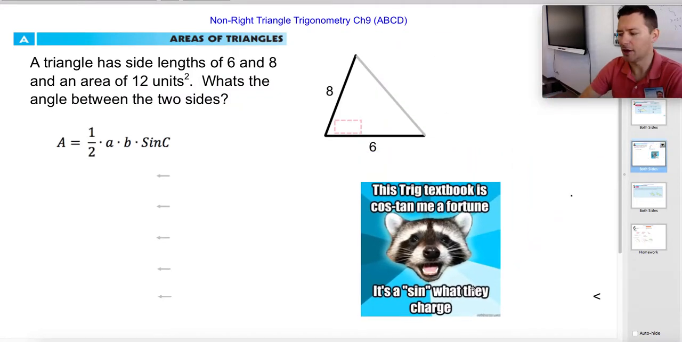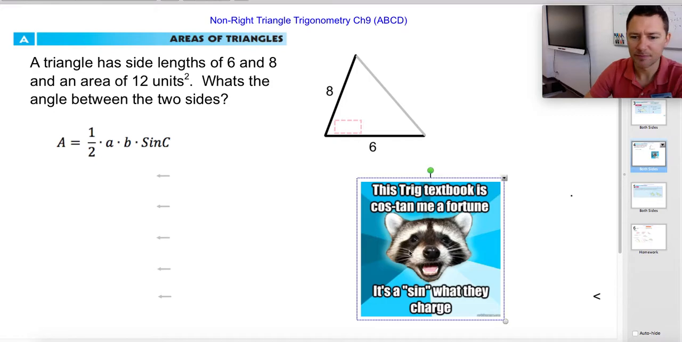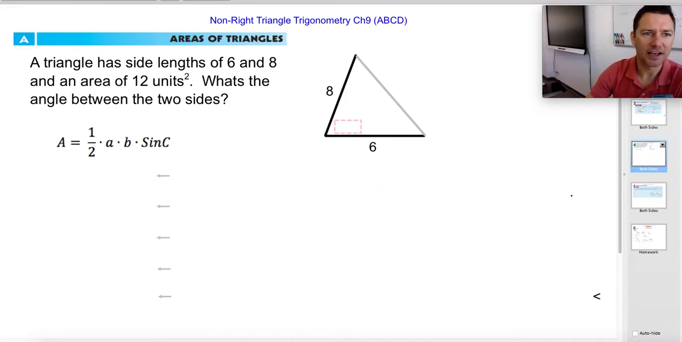This is a big deal. There's a little fussy bit in here, and that's when you're trying to find the angle between two sides. So here's a triangle with length 6 and 8. It has a certain area, so we're given the area. What is the angle? And if you plug it all in, you say, hey, look, I know 8 should be this, 6 should be this. They give me the area of 12. So all I'm missing is sine C.